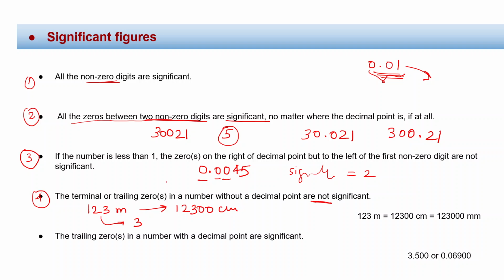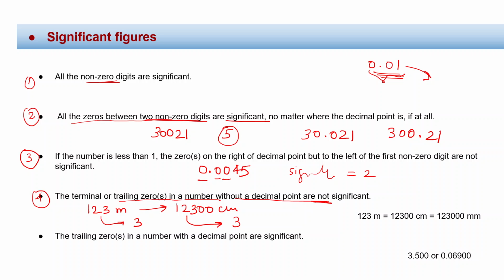And even with this rule of significant figures, you can see that the rule says the trailing zeros in a number without a decimal point are not significant. So in this case also, even if you change this 123 meters to 12,300 centimeters, the number of significant figures still remains 3. So this is how you can see that it makes sense.